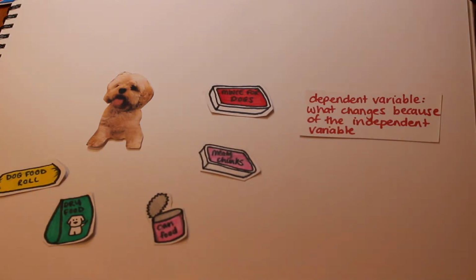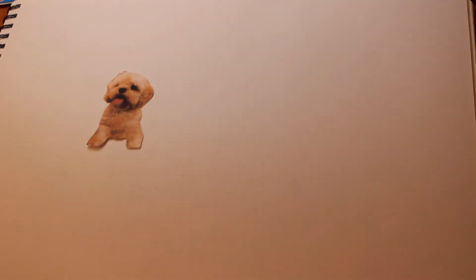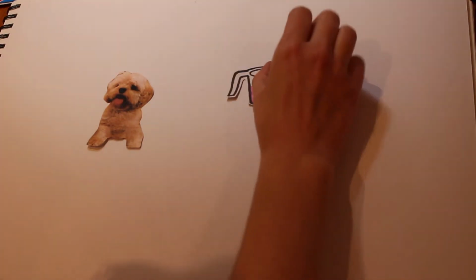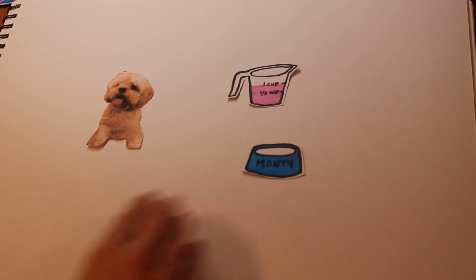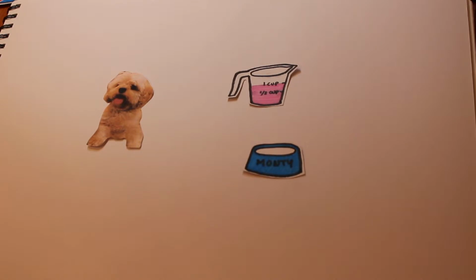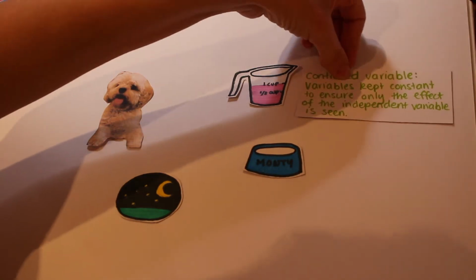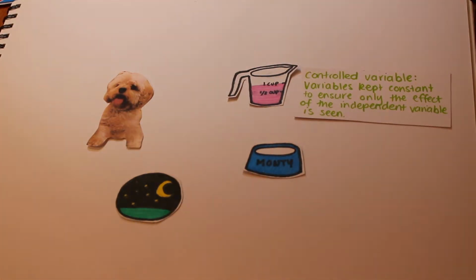To make the experiment accurate, we're going to need to make sure some things are kept constant. That way, we are only measuring the effects of the independent variable. Some things to keep constant include the amount of food that Monty's given each night. So we're going to give him 128 grams, which is the equivalent of a cup. We're going to make sure the food is given in the same size bowl every night. And we're also going to make sure we feed Monty at the same time every night. These things are called controlled variables, and they are variables that are kept constant to make sure we are only measuring the effects of the independent variable.